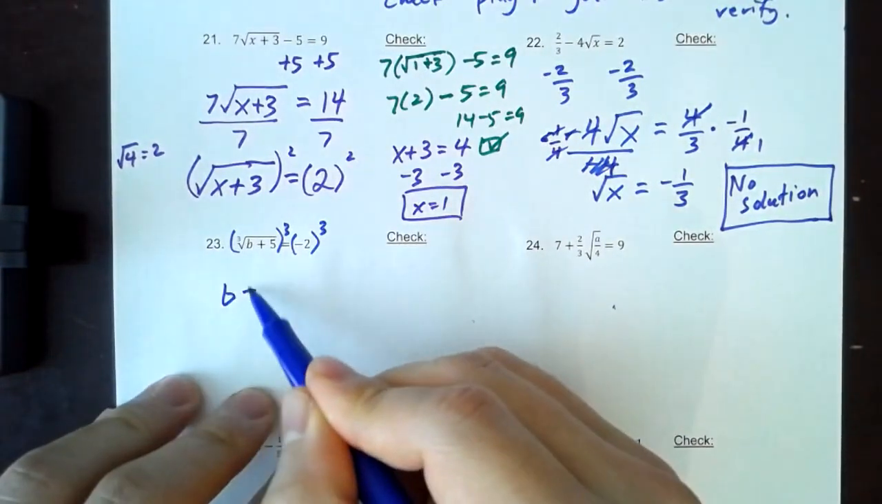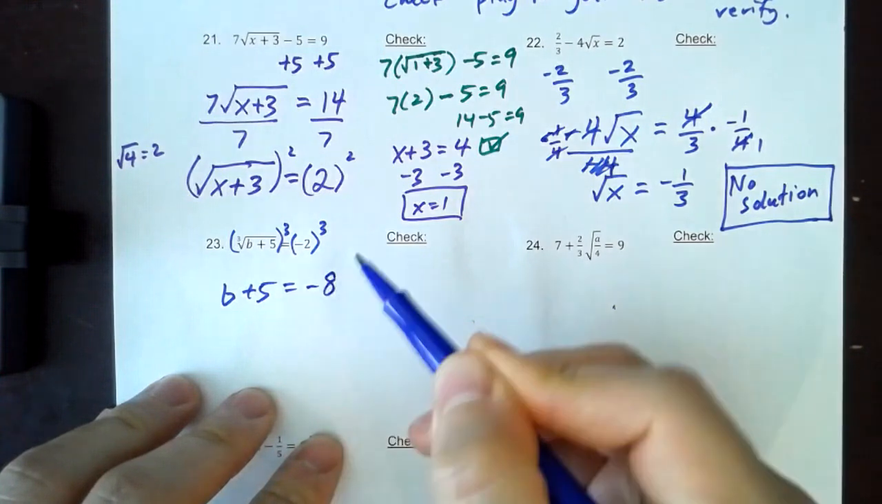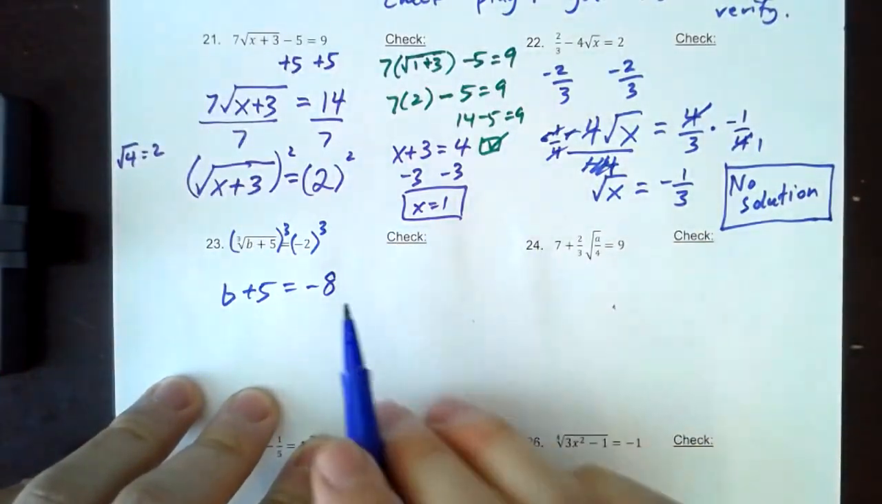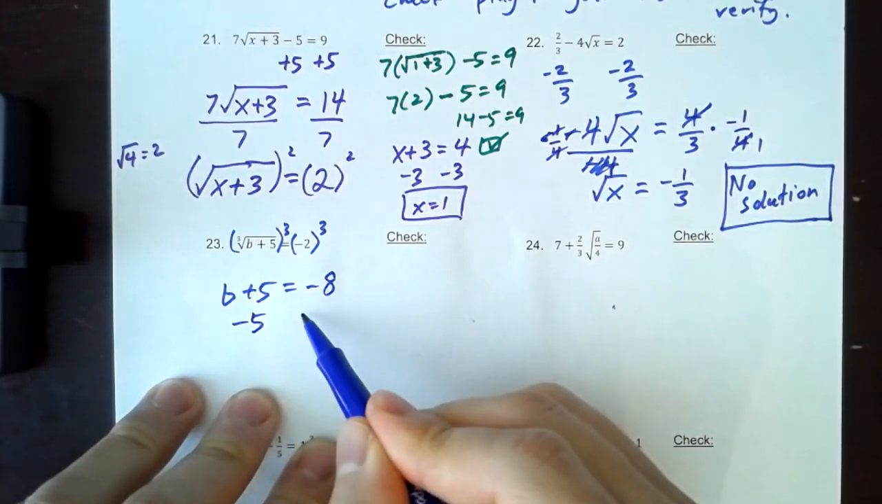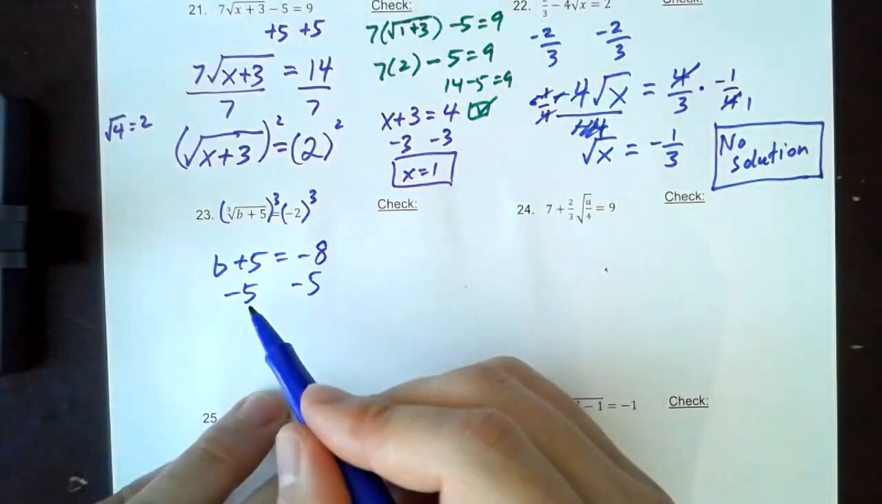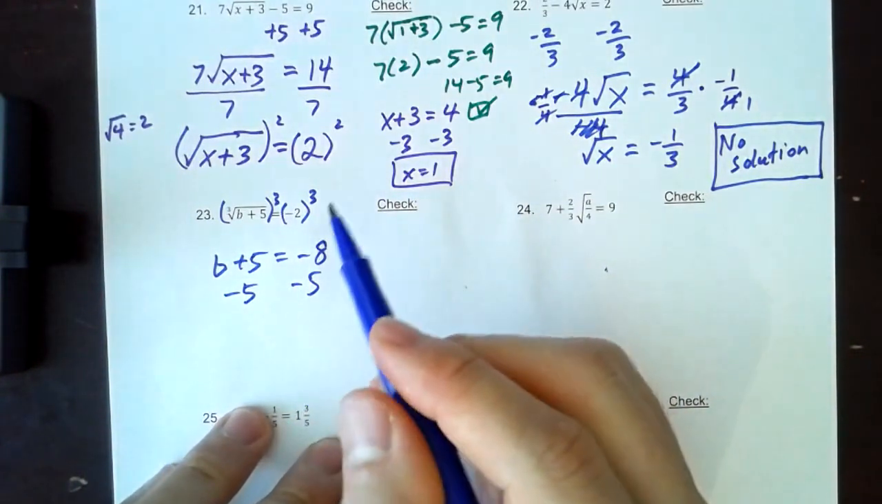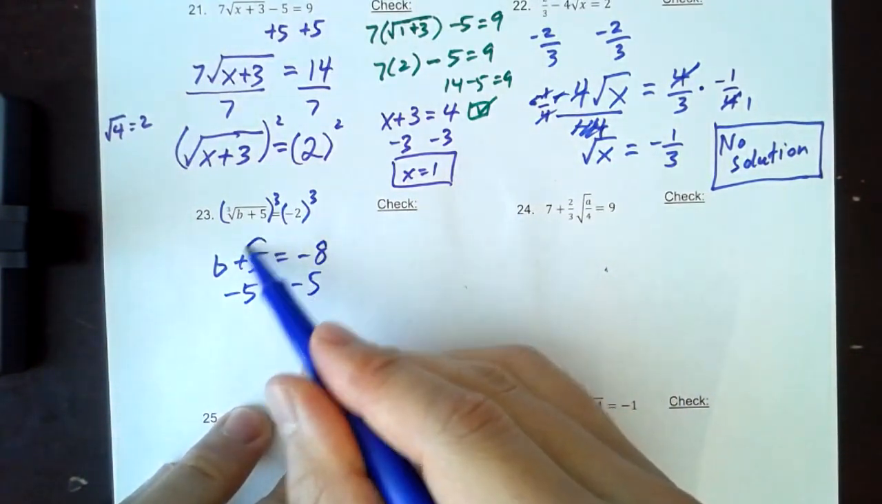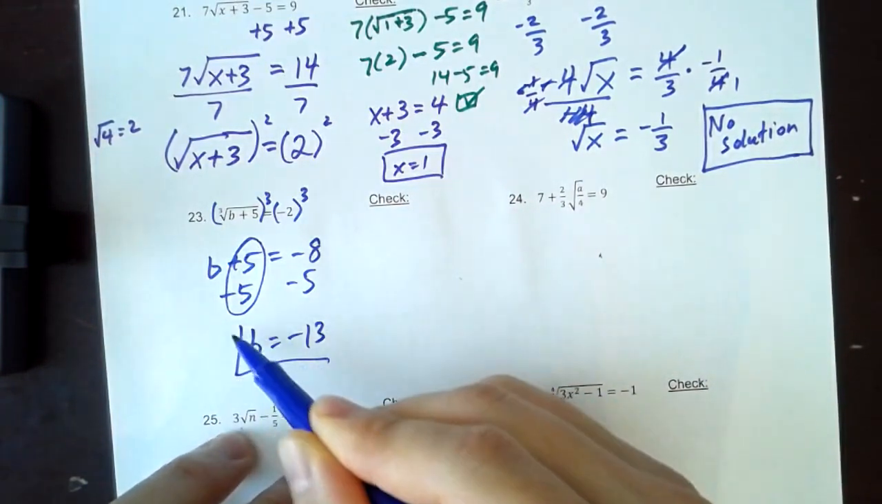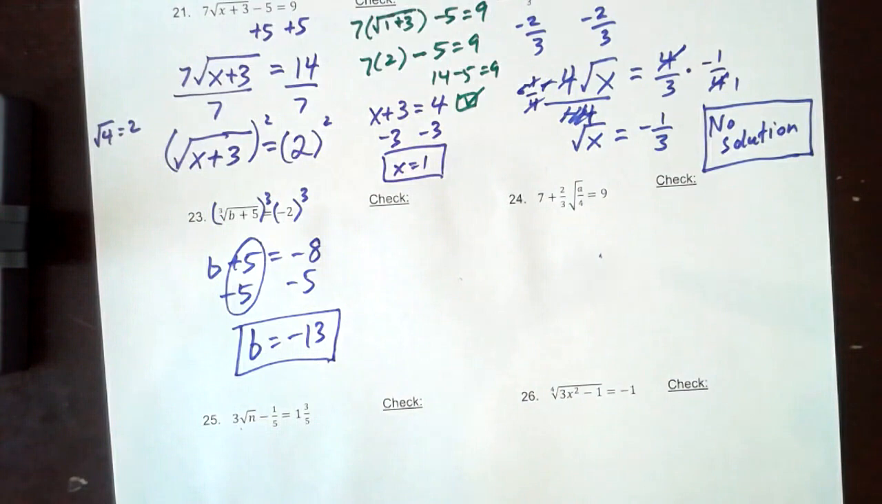And you get b plus 5 is equal to -8. Here, you definitely want to double check. You definitely want to make sure. In future math classes, you'll hear about something called extraneous solutions, and that can be very, very scary. So you definitely want to check. But you get b is equal to -13. So far, so good. I just want to make sure that this is okay.